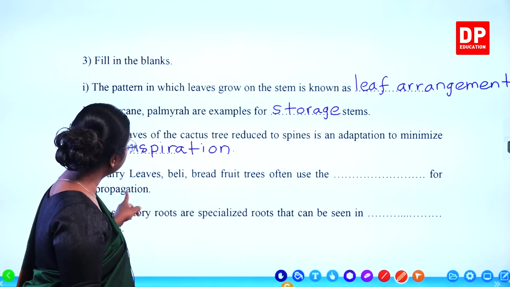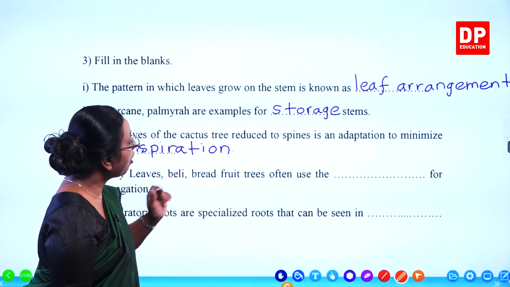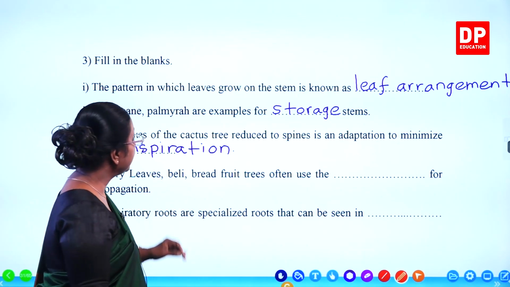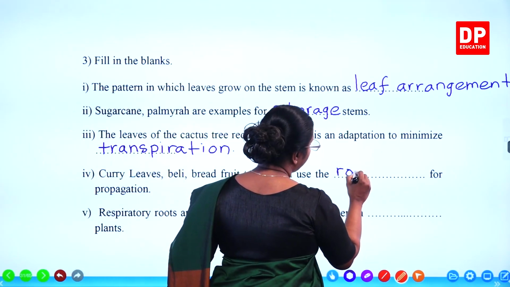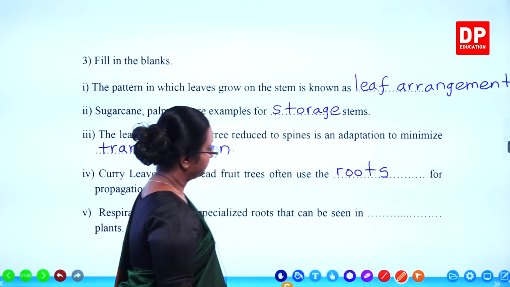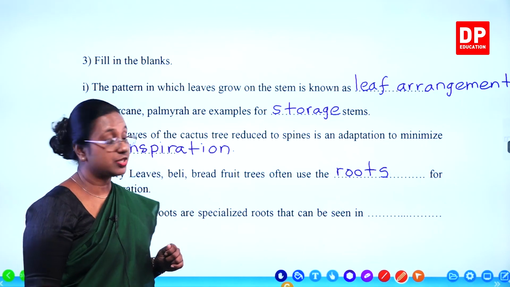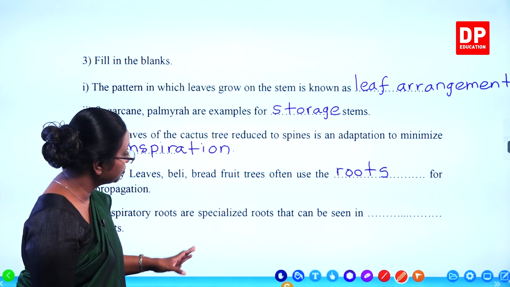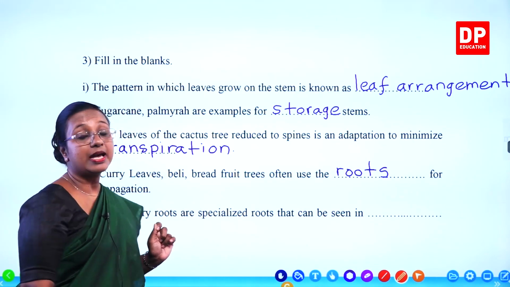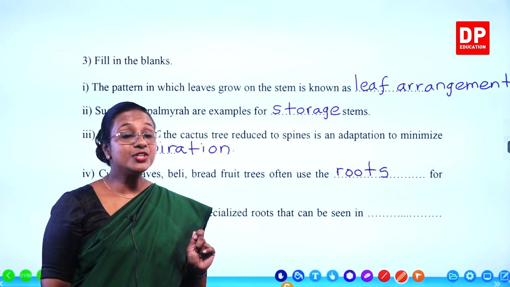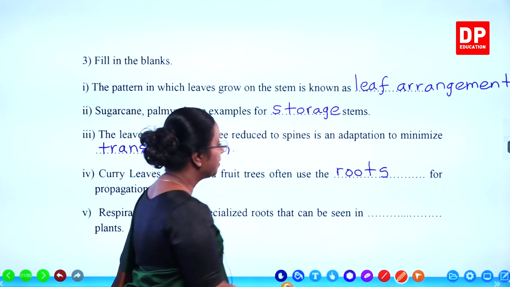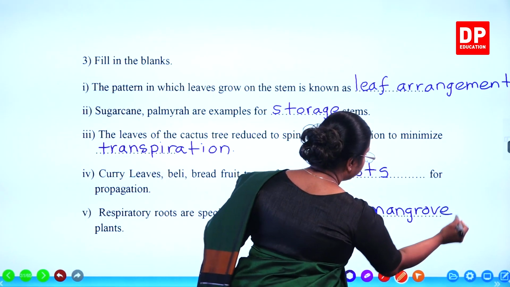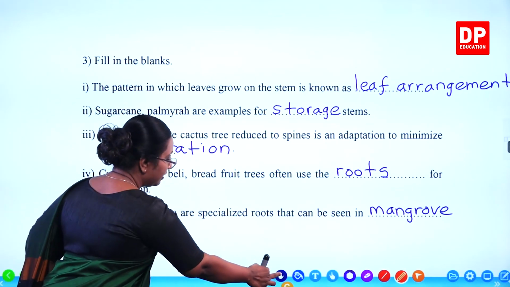The next one, curry leaves, belly, breadfruit trees often use their roots for propagation. What do they use? They use their roots for propagation. The roots are used for propagation. Then the next one, respiratory roots are specialized roots that can be seen in what type of plants? Respiratory roots, they are present in mangrove plants. Mangrove plants. So, if we read this again.